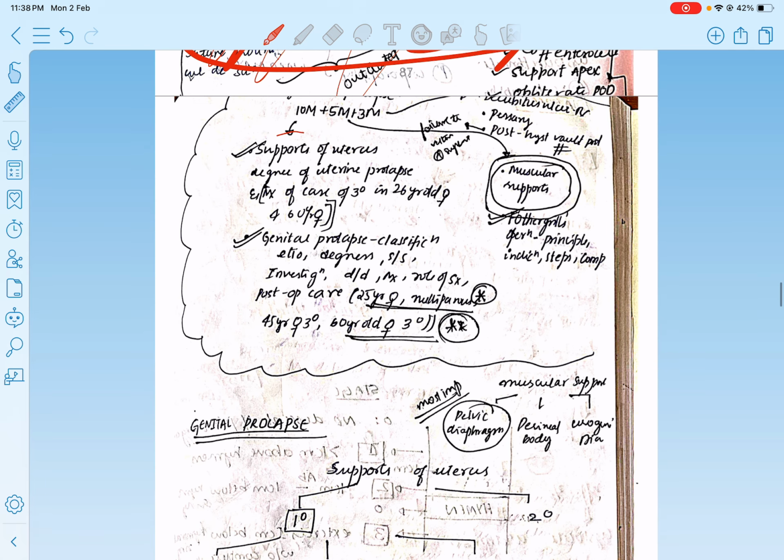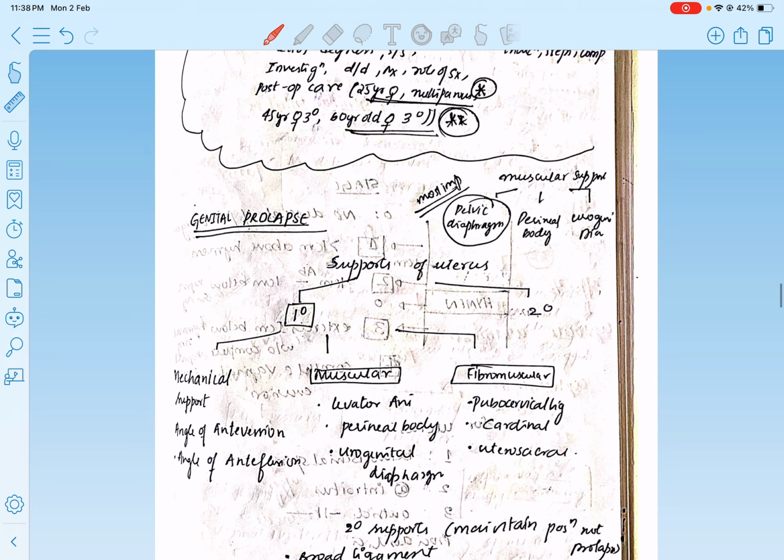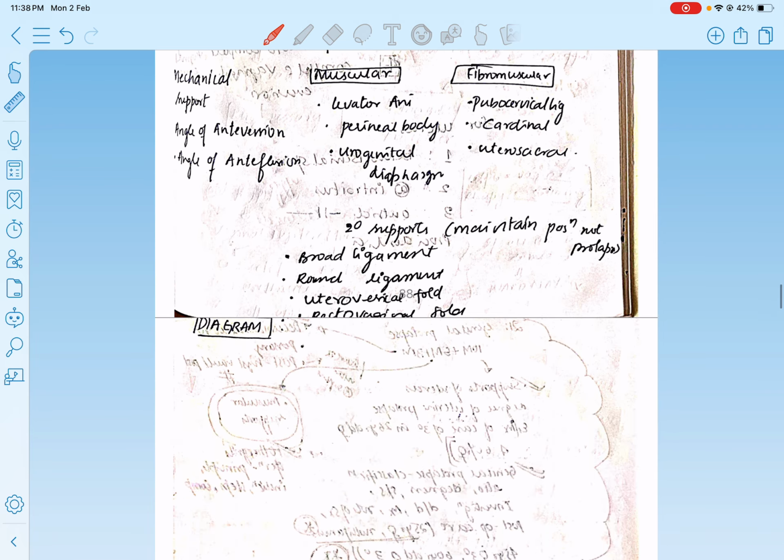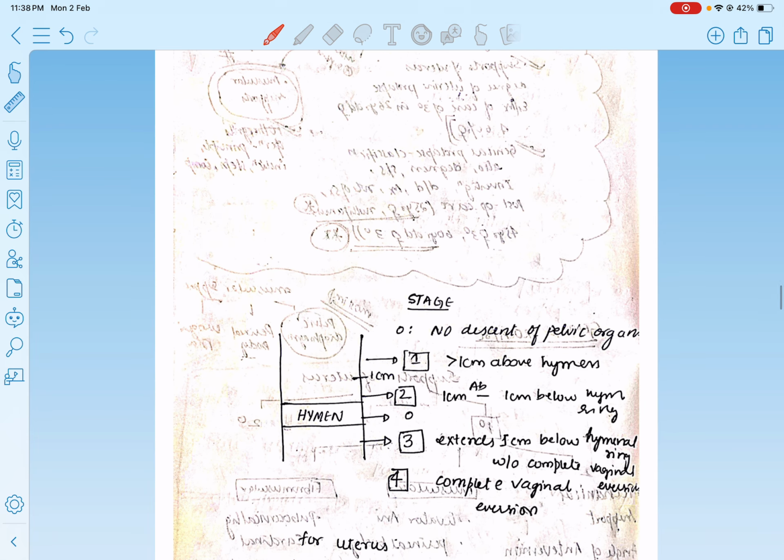So again, I have discussed the supports of the uterus, and how you go about a third degree prolapse in a 26-year-old and a 60-year-old. So this is the support. I have discussed it already. Then in the diagram, if you want, you can mention the POP-Q classification. I have not mentioned it because I am not going to write it for the exam. Okay, these are the stages.